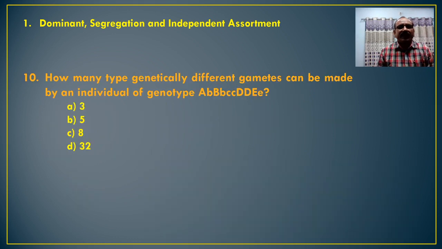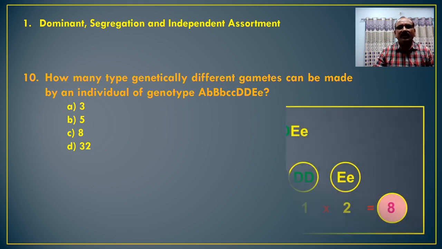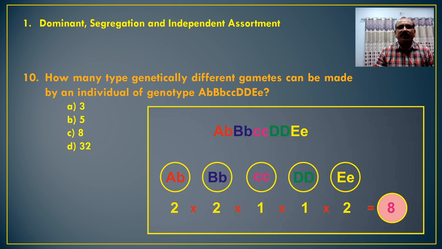How many genetically different gametes can be made by an individual of genotype capital A small b, capital B, small c, capital D, and capital E, small e? These are very easy problems, but we are not doing it properly, or we are not aware of the calculation, and hence we are not able to answer such questions. Otherwise these are very easy questions.